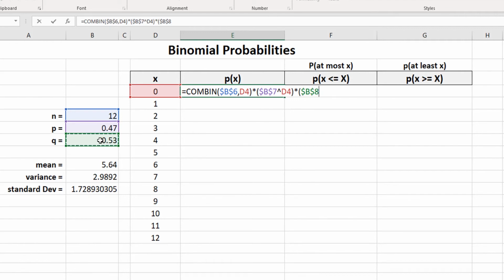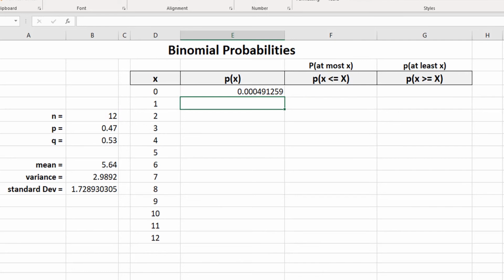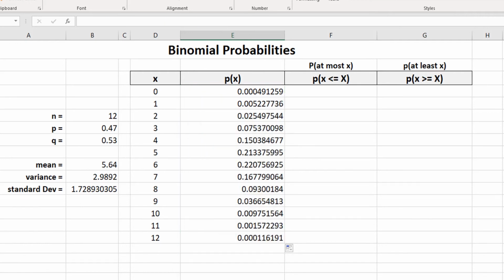And I am going to raise that to the, again, this is complicated, N as a static cell reference minus X, which is a dynamic cell reference. I'm going to close a parenthesis for the exponent, the Q raised to a power, and press enter. And there we have that number, which is a pretty small number. It's 0.00049, etc. Now I'm going to drag and drop all that down, and there we have it.